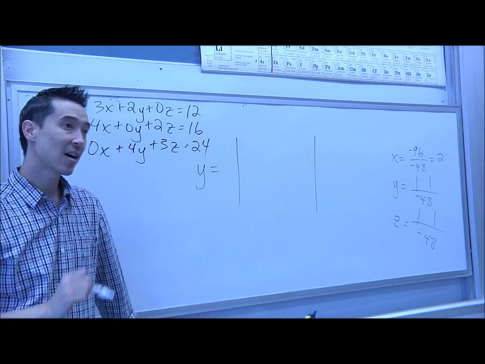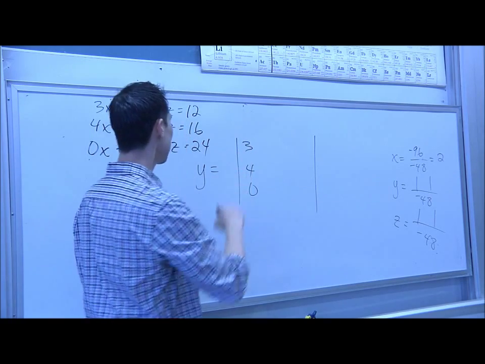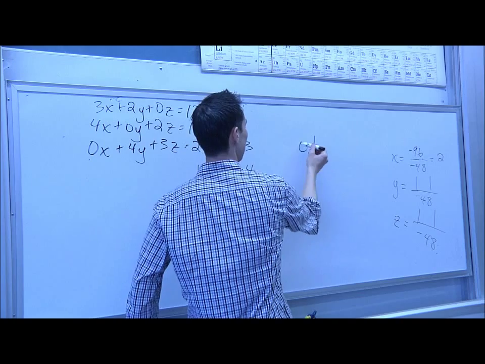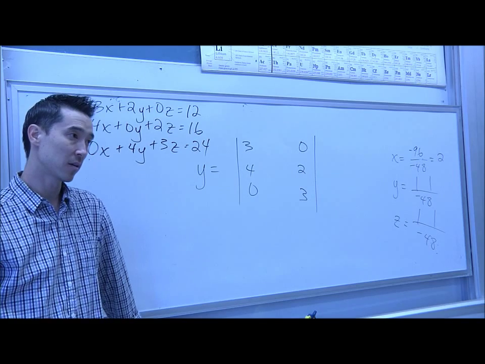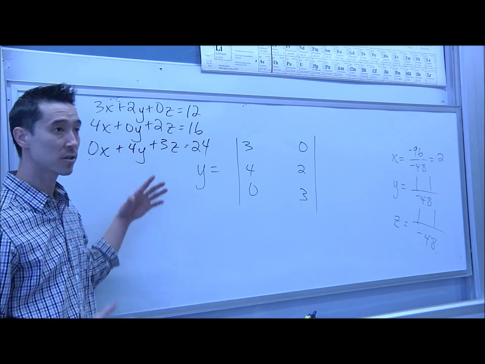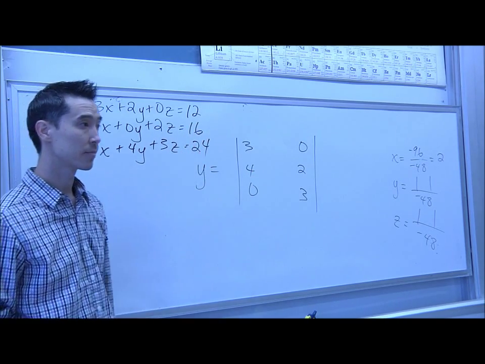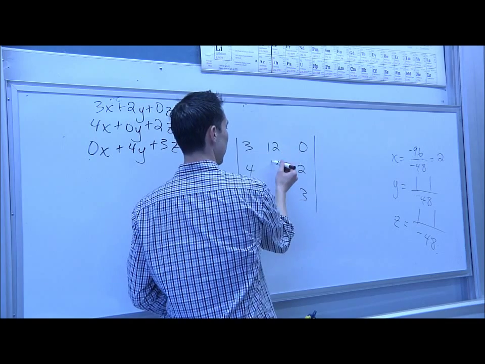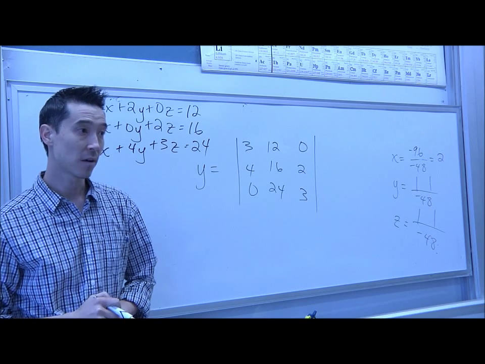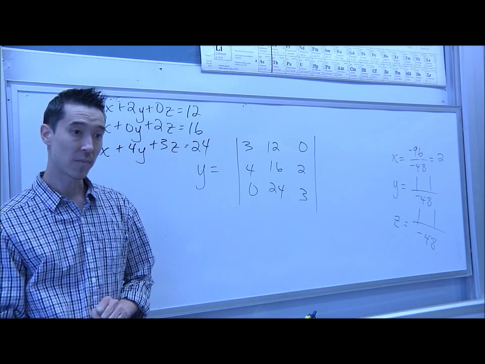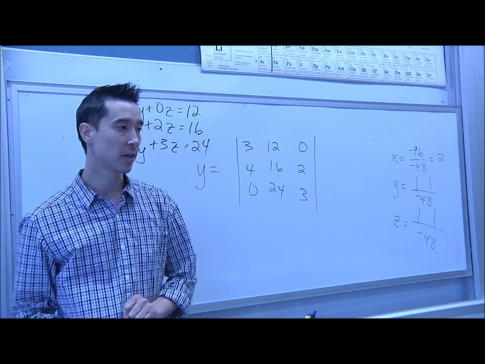Okay, the x column is going to be 3, 4, 0. The z column is going to be 0, 2, 3, right? The only column that's going to change is the y column. And instead of 2, 0, 4, which is normally what I would put in the y column, I'm going to put 12, 16, 24. Okay? So that's the pattern. Memorize the pattern. Now, solve that determinant. Copy the first 2 columns one more time. Then start getting your diagonals figured out. Okay?